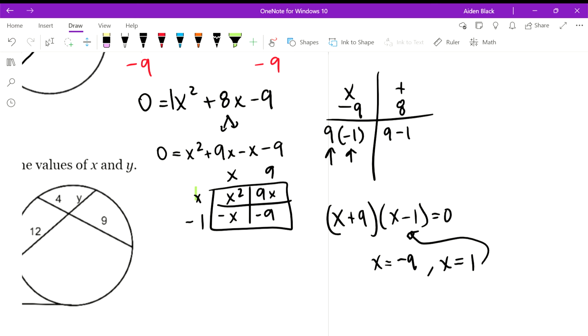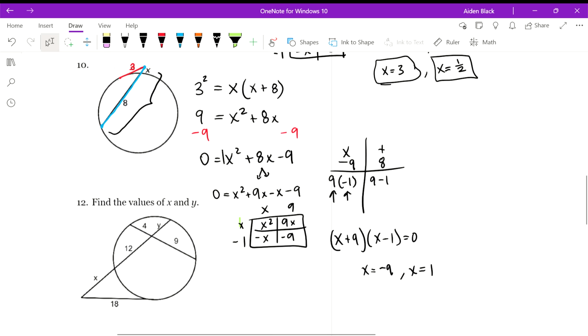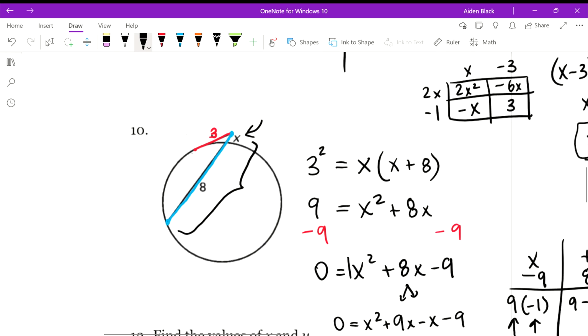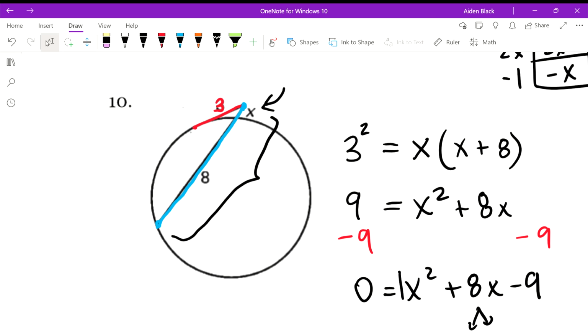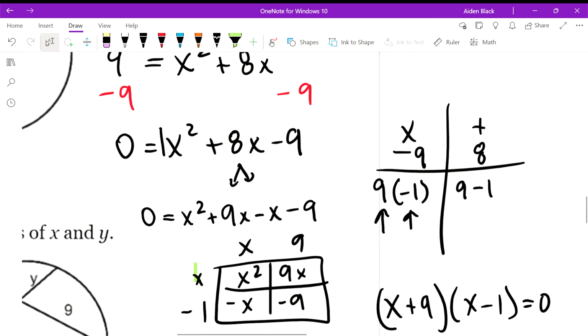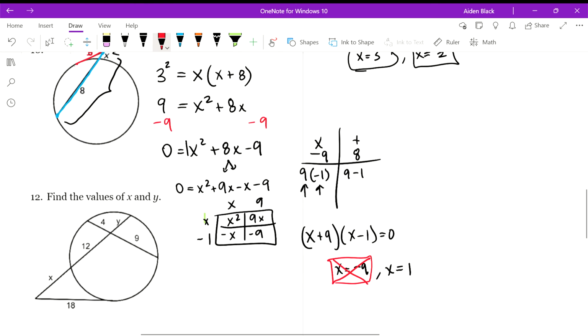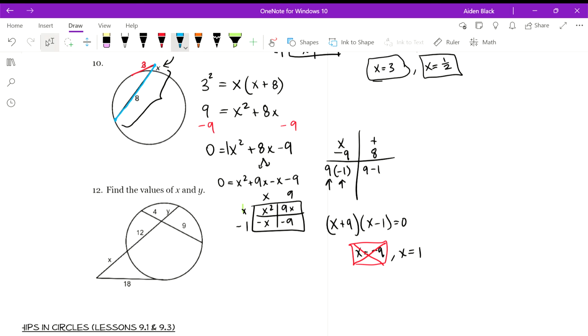Okay. So, are both of these realistic answers? Well, x, if you look right here, is a distance, and distance is not negative. So this one we can disregard. In this case, x equals 1 would be our solution.